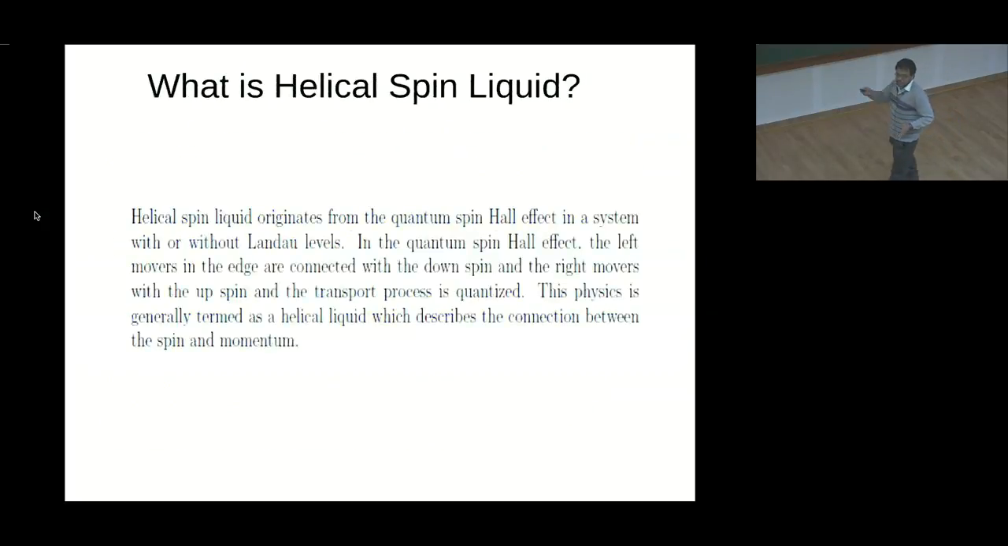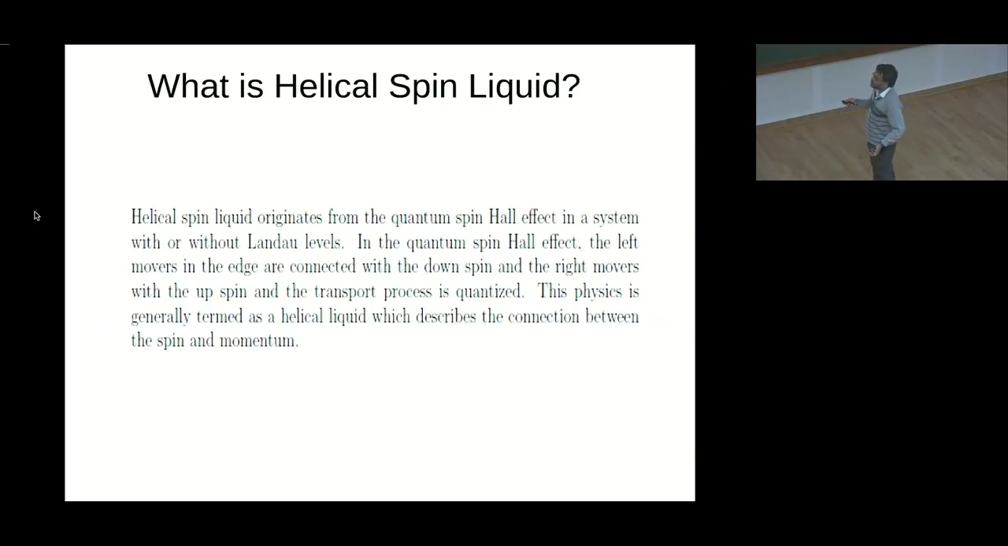But in my case, the Hamiltonian is the quantum helical spin liquid. Now my question is, what is the helical spin liquid? Actually, the helical spin liquid originated in the quantum spin Hall effect in a system with or without Landau levels, meaning either the system has an applied external magnetic field or not. In the quantum spin Hall effect, the left movers at the edge are connected to the down spin, and the right movers to the up spin, and the transport process is quantized.